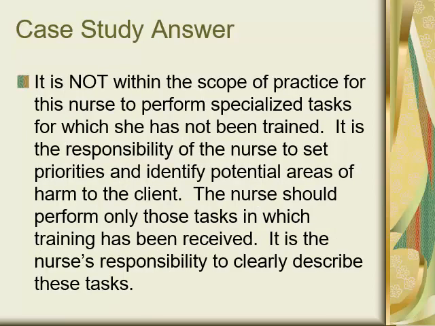So let's look at the answer. It is not within the scope of practice for this nurse to perform specialized tasks for which she has not been trained. It is the responsibility of the nurse to set priorities and identify potential areas of harm to the client. The nurse should perform only those tasks in which training has been received, such as taking vital signs, giving medications, hanging IV antibiotics, giving blood, those types of things that the RN has been trained in. It is the nurse's responsibility to clearly describe these tasks.